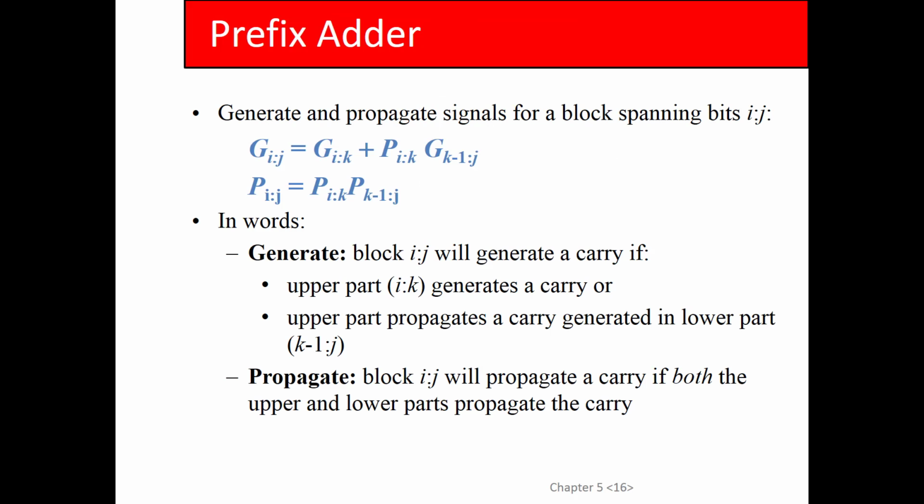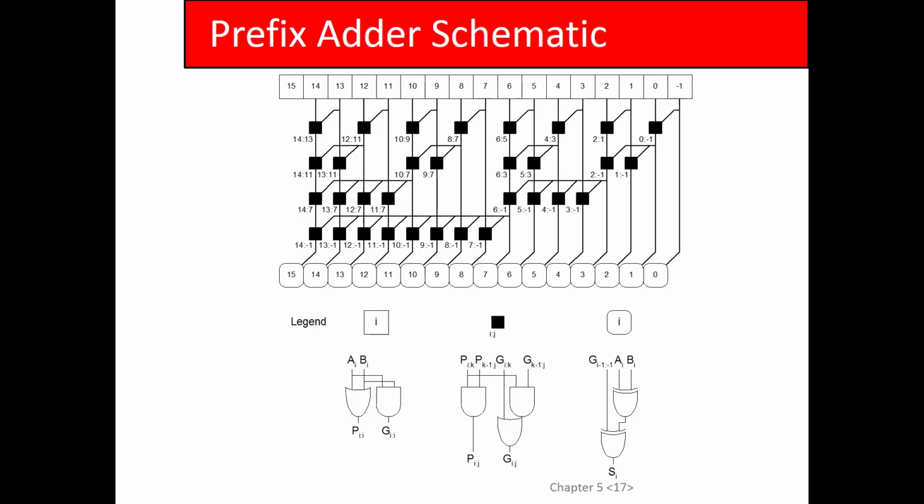Yeah, so the generate is the generate of i to k, that's the first part, plus the propagate of i to k and the generate of k minus 1 down to j. Yeah, sorry, I said that wrong actually. So you have to consider the left half of the generate and the left half of the propagate with the right hand side of the generate, right? Make sense? This one's confusing, I know, it's hard to explain.